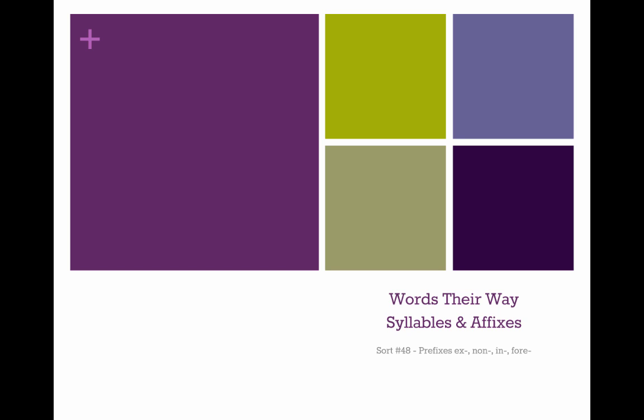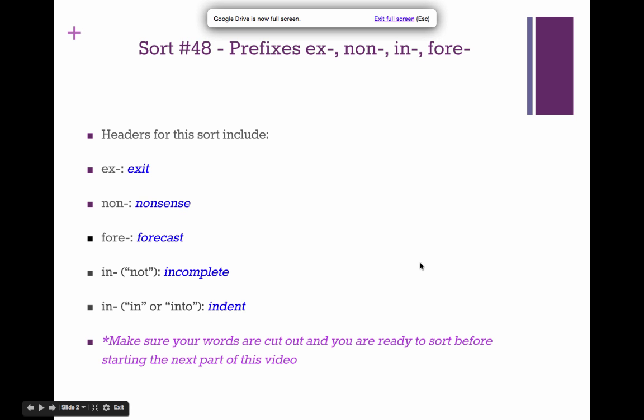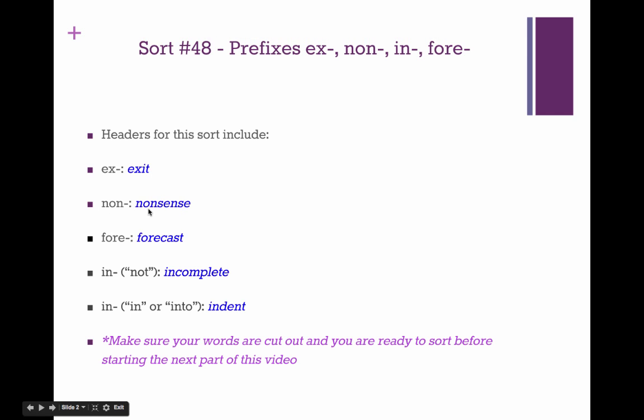Ready? Here we go. Alright, headers for this sort include X as in exit, non as in nonsense, for as in forecast, in as in incomplete, and that in means not, and then there's another prefix, in, which means in or into, and the example for that one is indent. Make sure your words are cut out and you are ready to sort before starting the next part of this video.